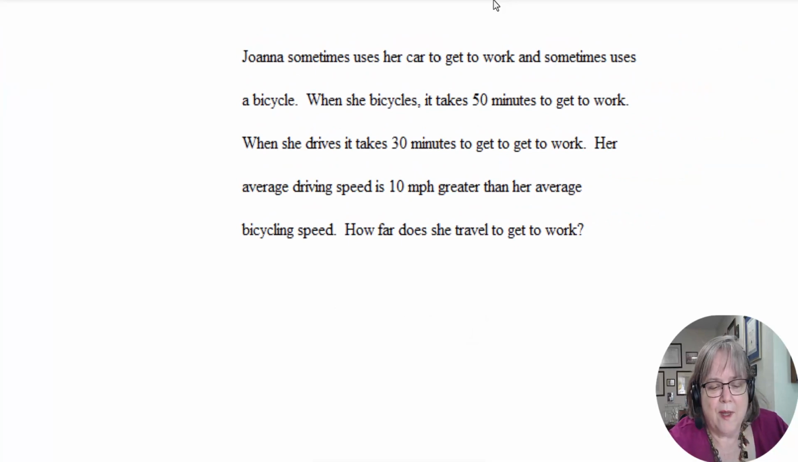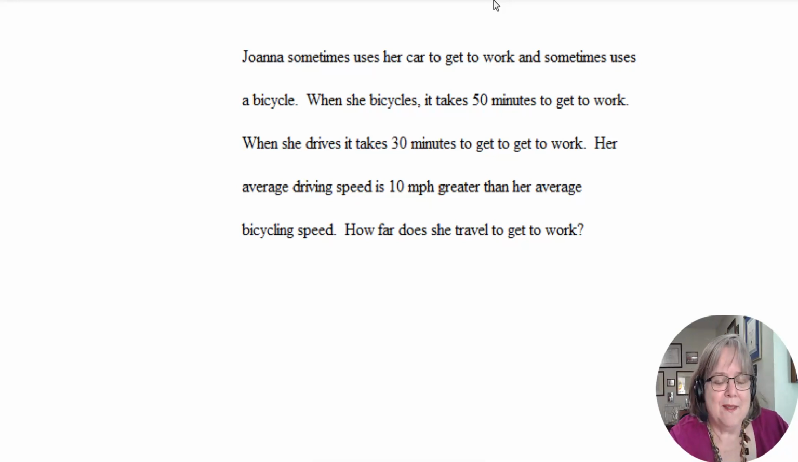And it says, Joanna sometimes uses her car to get to work and sometimes uses a bicycle. When she bicycles, it takes 50 minutes to get to work. When she drives, it takes 30 minutes to get to work. Her average driving speed is 10 miles per hour greater than her average bicycling speed, which makes you wonder how slow the traffic is there, isn't it? Anyway, how far does she travel to get to work?